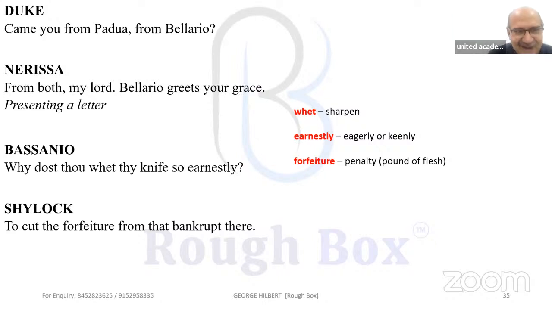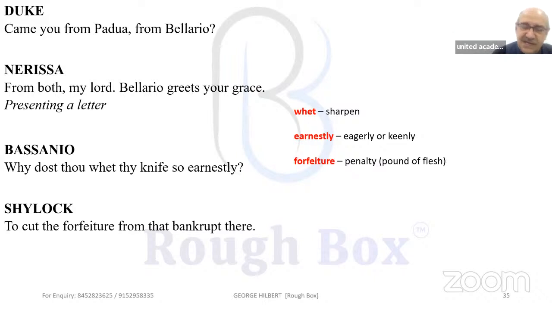And while the Duke is reading the note, in one corner of the court, we see Shylock sharpening his knife. And Bassanio is freaked out when he sees him sharpening his knife. And he even inquires with him, why dost thou whet thy knife so earnestly? Huh? Why are you sharpening your knife so keenly?